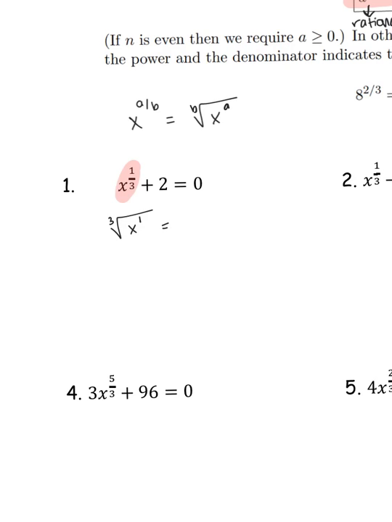I can also write this as just the cube root of x, because x to the first power is just the same thing as saying x. Any number to the first power is itself. So I can rewrite this problem as the cube root of x plus 2 equals 0. Now to solve this, I'm going to subtract 2 from both sides.